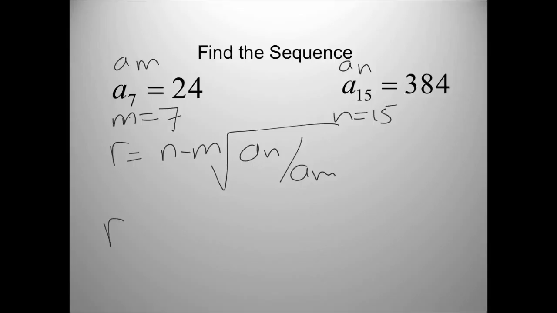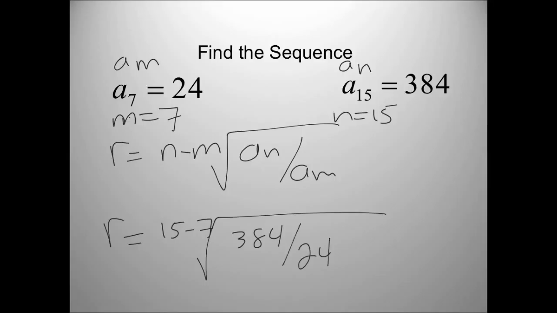As I plug things in, my ratio is then going to be the 15 minus 7 root of 384 divided by 24. This is going to simplify to be the 8th root of 16. Now you might not know how to take the 8th root of 16 in your calculator, so a different way to think about this is it's going to be 16 raised to the 1/8 power. And that equals approximately 1.41.